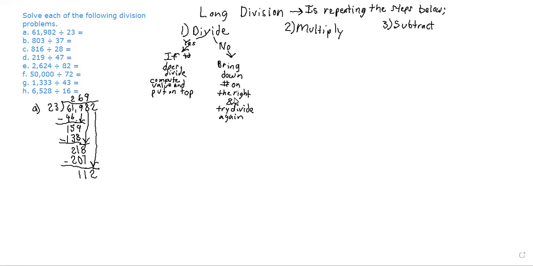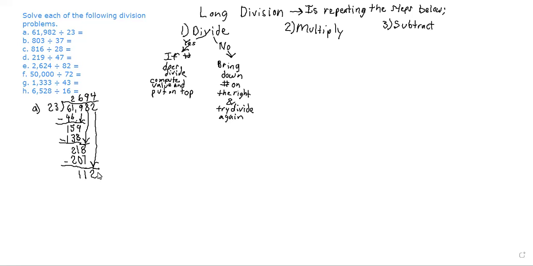And then what do we do after we bring the number down? We try to divide again. Okay, so does 23 go into 112? The answer is yes. How many times? It goes in 4 times. So where do I put that 4? I put it right over the 2. That was the last digit that we were working on, so we had to stay in that column, right?